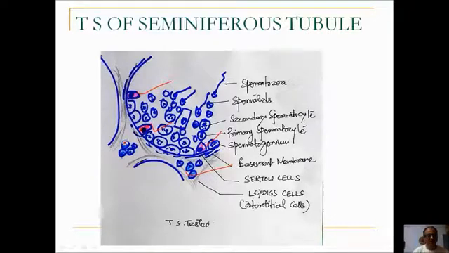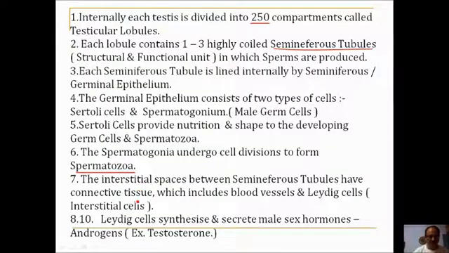Now besides this, if you see the tubule, there are some more cells in between the seminiferous tubules, in the interstitial spaces. These are the interstitial cells, also called Leydig's cells. These interstitial cells are very important to make the male a male, because they secrete the male sex hormones, the androgens, for example testosterone.